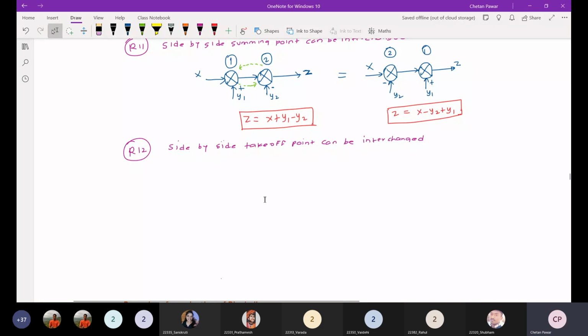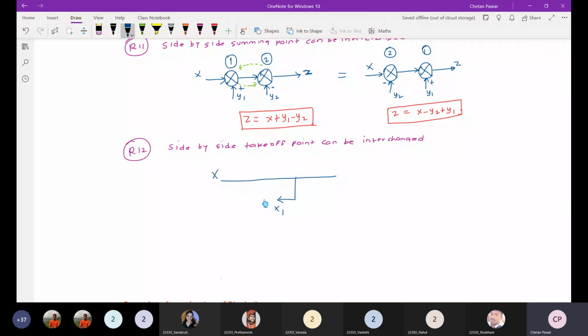So the rule number 12 is side by side takeoff points can be interchanged. So similarly here, summing points are interchanged. If there are two takeoff points, okay, so there are two takeoff points. So this is takeoff point 1. I say this is x1.